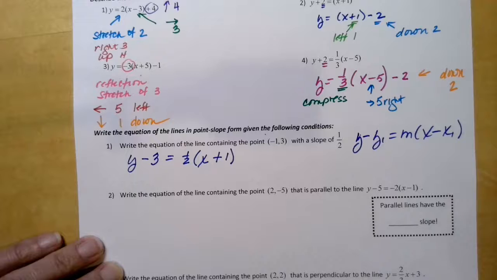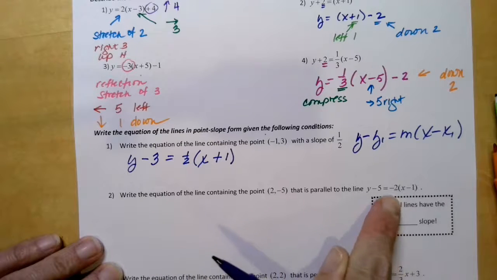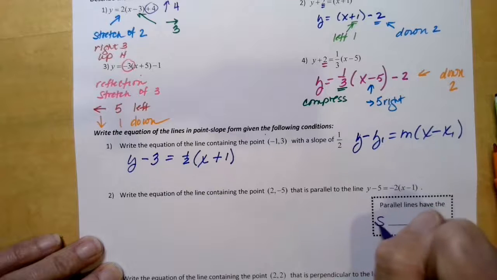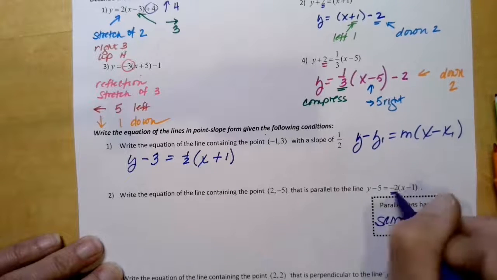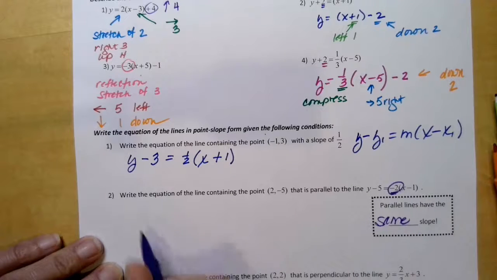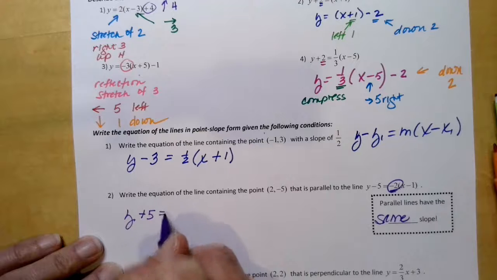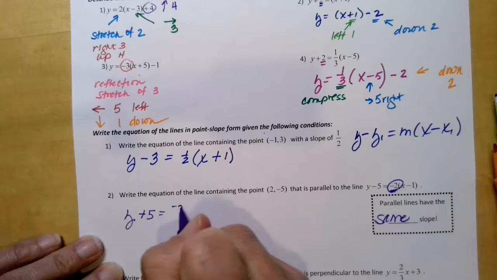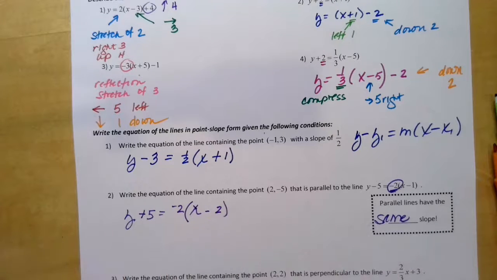Nice. Write the equation of the line containing this point that is parallel to this. Parallel lines, remember from algebra, have the same slope. So that's all I need to steal from this guy is his slope. So y minus -5 is equal to my new slope, parallel, times x minus that x value. Bingo.